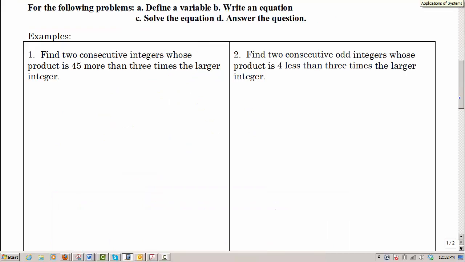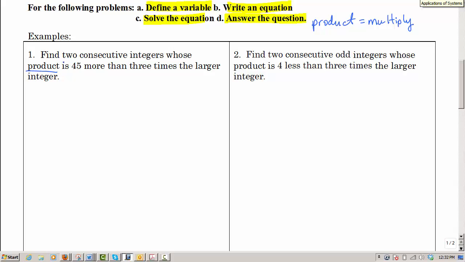So just like we did on previous word problems, I'm going to ask you to define a variable, write an equation, solve the equation, and let's make sure we answer the question. So the first few deal with those consecutive integers. It says two consecutive integers whose product, that might be a new word, product means we're going to multiply things together. Right, so find two consecutive integers whose product is 45 more than 3 times the larger integer.